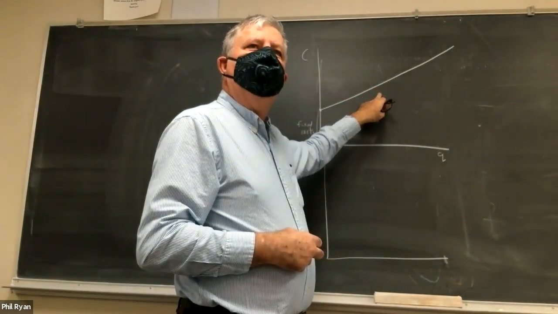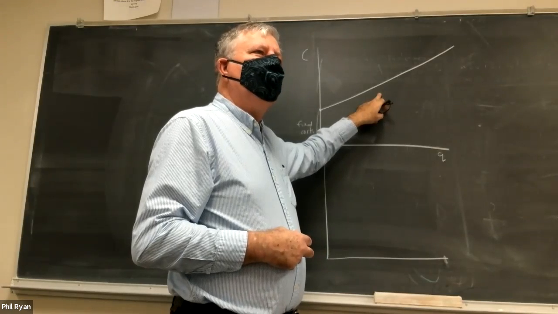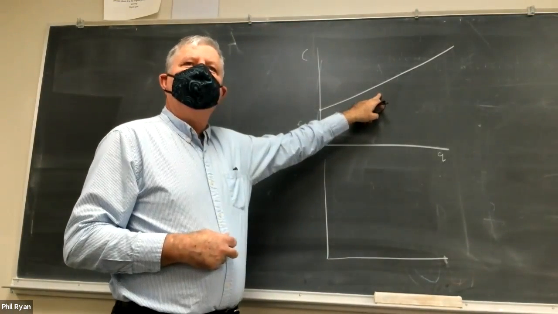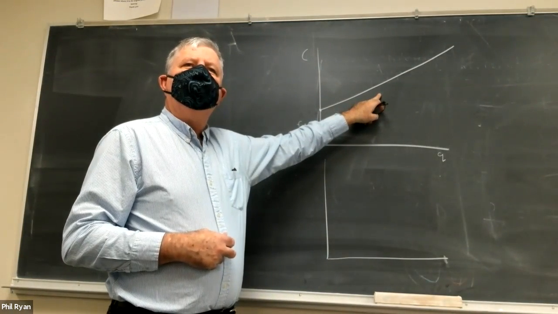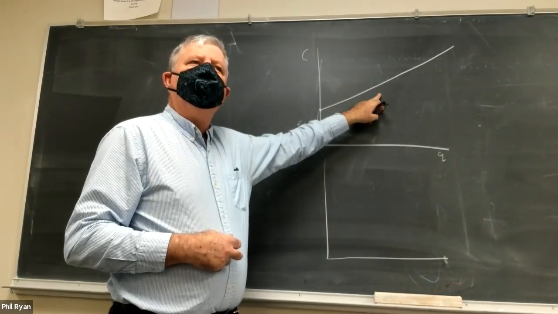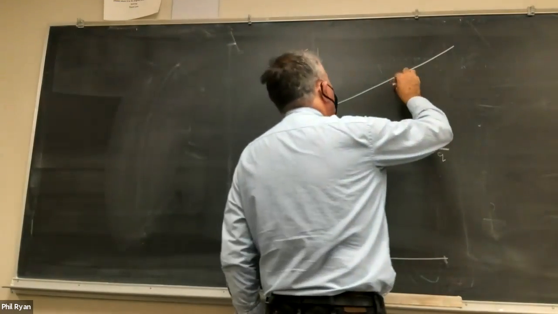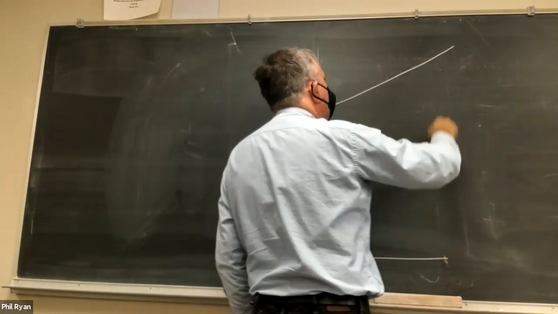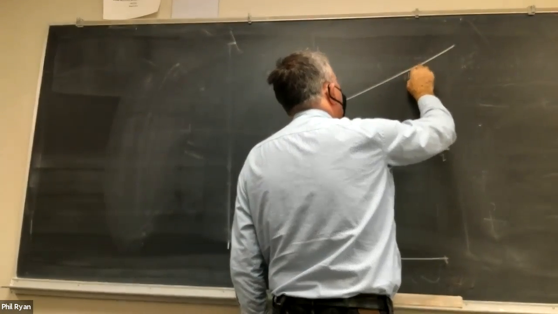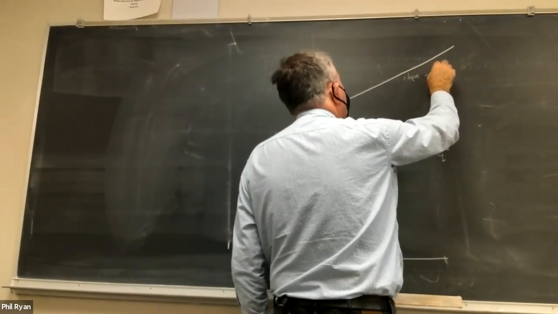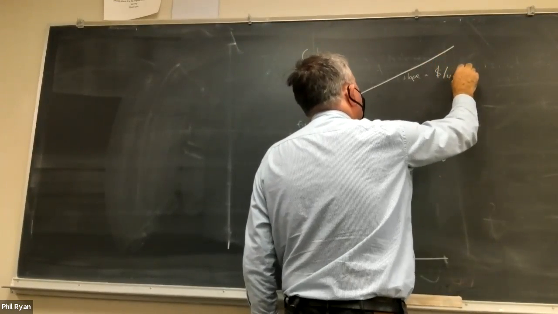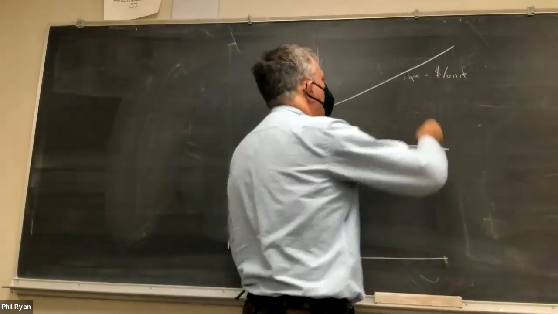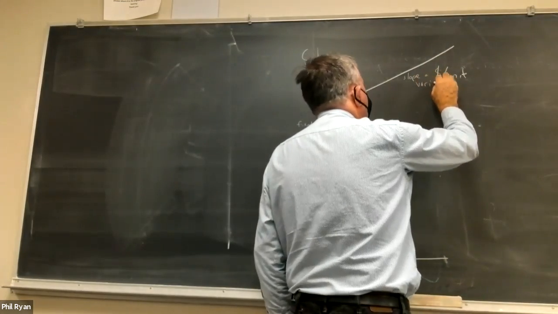What does the slope tell us? Anyone remember? Variable cost, like how much is added for each one. Right, because what are the units? If cost is in dollars and Q is in units, the unit of slope is dollars per unit. Okay, so that is kind of like the variable cost.